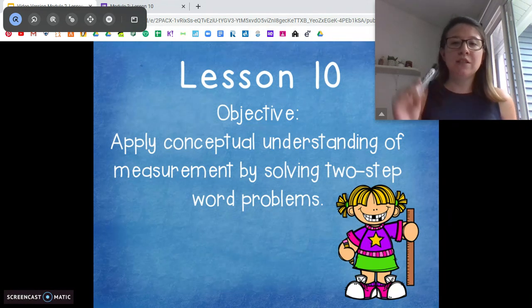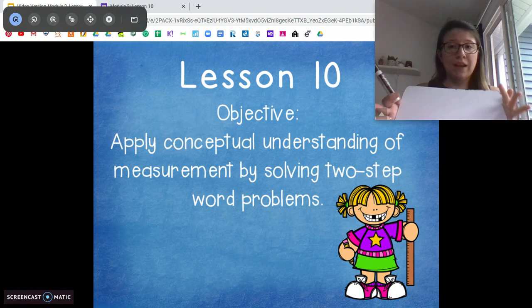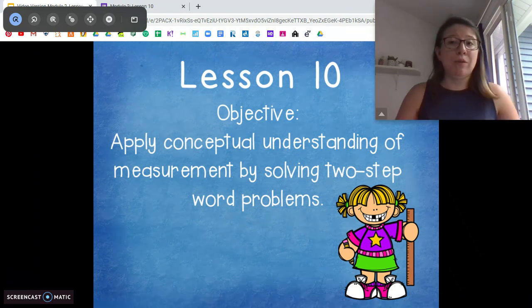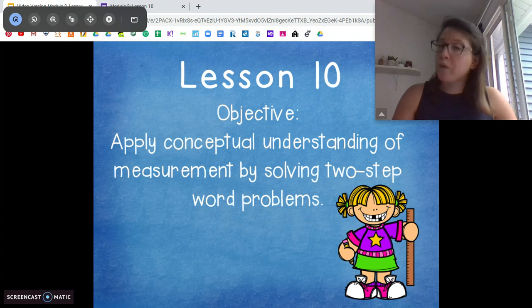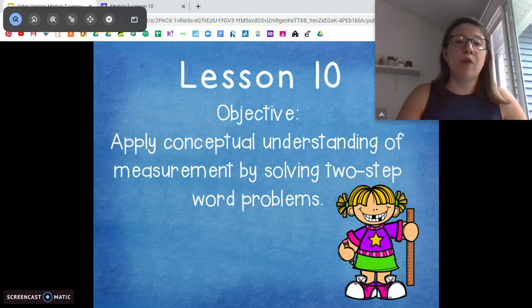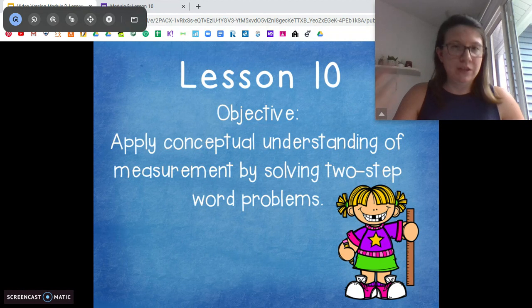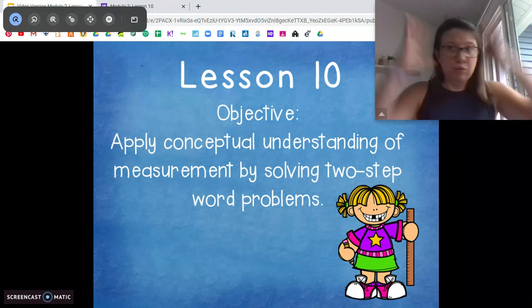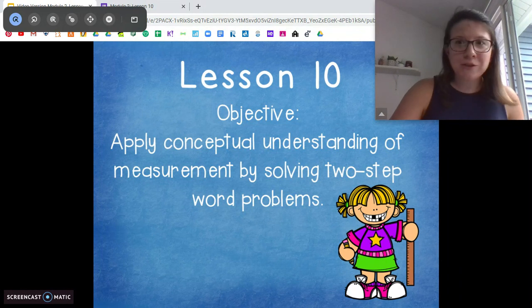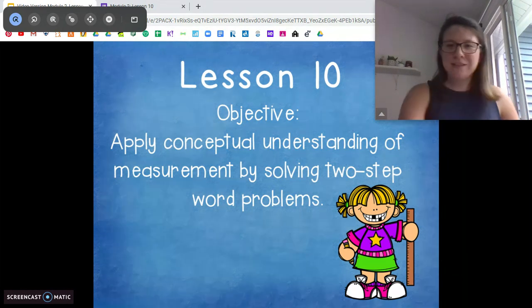Make sure for this lesson you have something to write with and something to write on because I want you to be able to do these problems with me. It's very important that you recognize that these problems have two steps to them so that when you get into third grade, when you get to the higher grades, you know what to do and you're not just, what is this? So make sure you have something to write with and we'll get started.